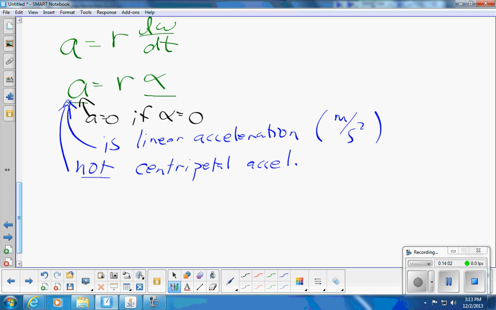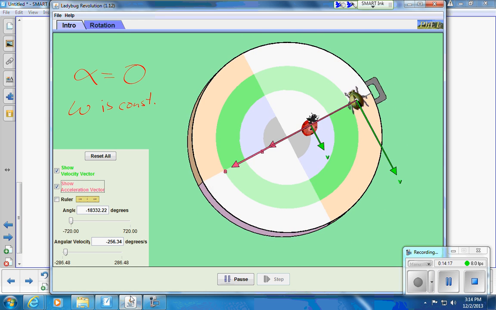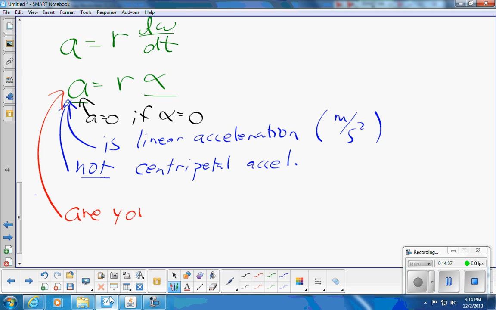Okay, centripetal acceleration answers the question, is the direction of your velocity changing? And in this case, the answer is yes, it is changing. And these bugs in the simulation, there they are, have a centripetal acceleration. What they don't have is an acceleration that answers a different question. And the question that this A answers that we just derived, and we're about to give it a new name, or an old new name, this actually answers the question, are you moving faster or slower?